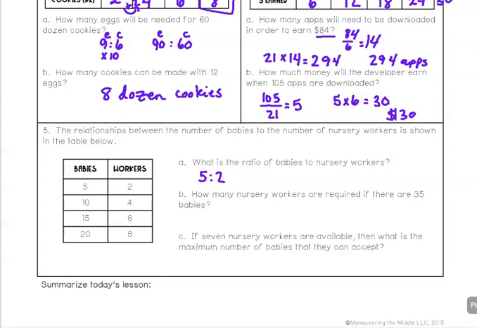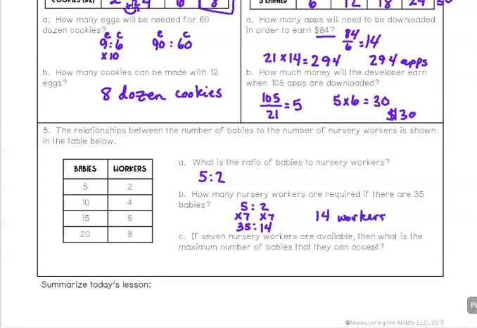So how many nursery workers are required if there are 35 babies? Well, if there's 5 to 2, in order to get to 35, I would have to multiply by 7. So if I multiply the 2 by 7, I get 14. So that's saying if I had 35 babies, I should need 14 workers.